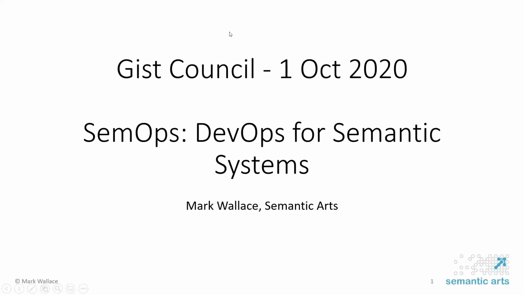This is the GIST Council for October 1st, 2020. And the topic today is on what we call SemOps, which is DevOps for semantic systems. So not focusing directly on just this session. However, as we've already mentioned, many of us use GIST, and many of us are using it more and more in production type architectures. So we felt this topic is relevant as this ontology stuff moves more into the realm of the software world and production systems.